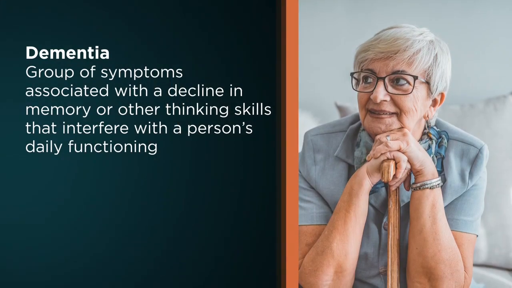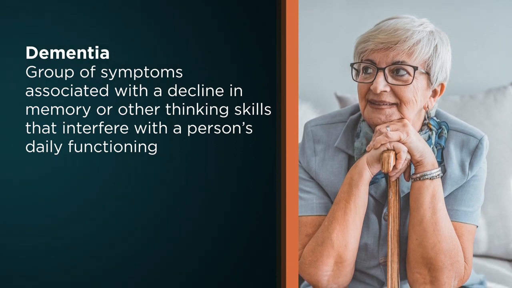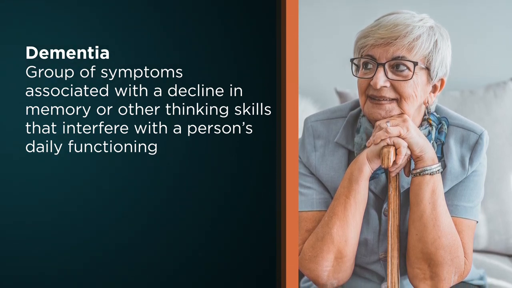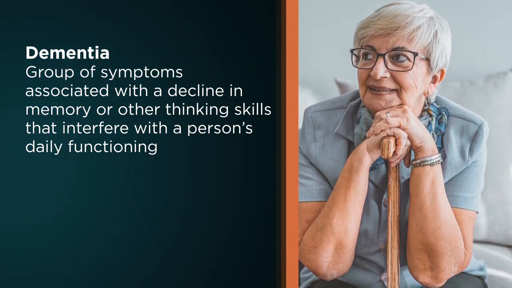Hello, and welcome back. In the next two lectures, we'll be exploring Alzheimer's disease, the most common form of dementia. Remember that the term dementia refers to a group of symptoms associated with a decline in memory and other thinking skills that interfere with a person's daily functioning. In fact, according to the Alzheimer's Association, approximately 60 to 80% of all reported dementia cases have been attributed to Alzheimer's disease.